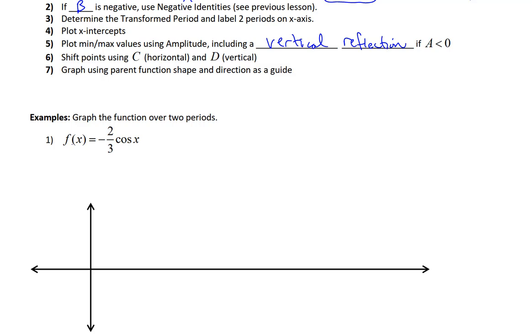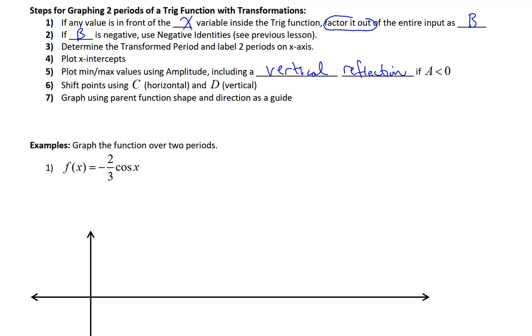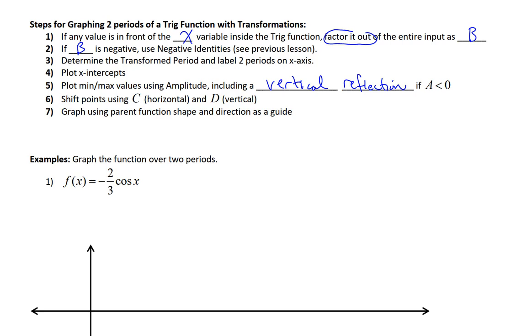Our first is going to be this: f of x equals negative 2/3 times the cosine of x. We want to graph the function over two periods. All right, so we're going to run through our steps above, and the first step says that if any value is in front of the x, then factor it out. Well, you'll notice in this case, it's just cosine of x. There's nothing in front of the x, so in this case, there's nothing to do for step 1.